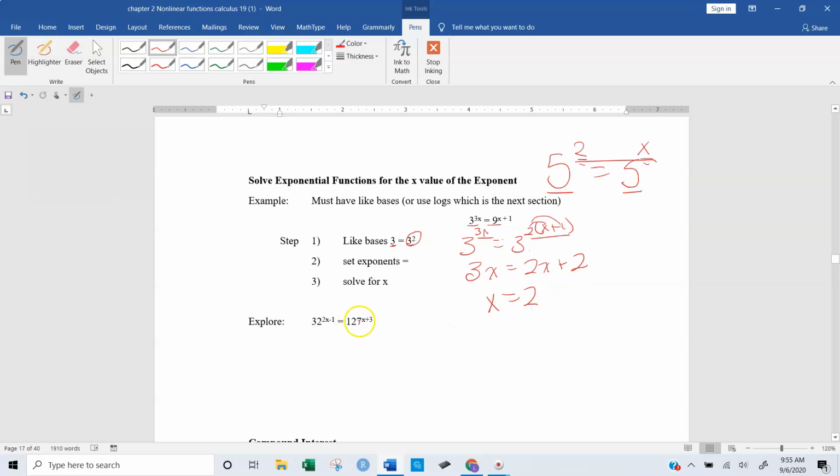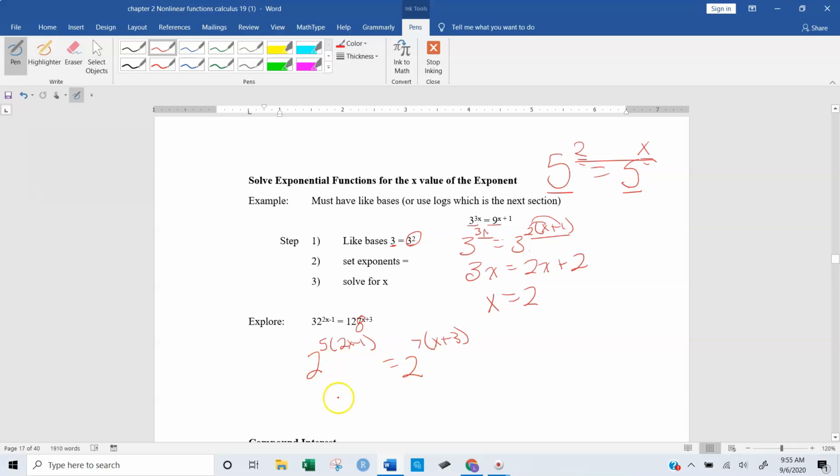Okay, I have a typo here. Make this here 128, and life should go better. All right, pause and do yours. So 32 should have been 2 to the 5th times 2x minus 1, and 128 should have been 2 to the 7th times x plus 3.